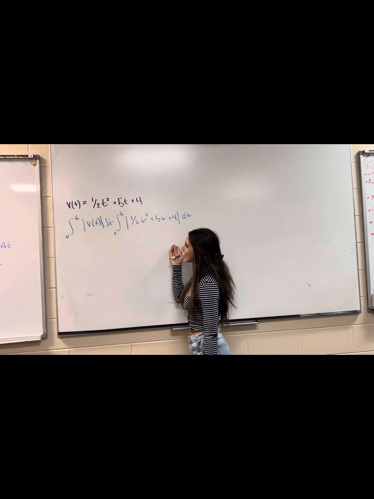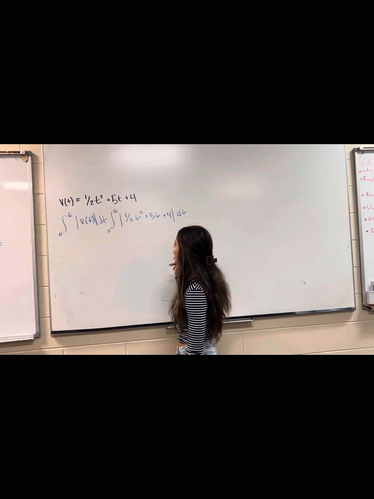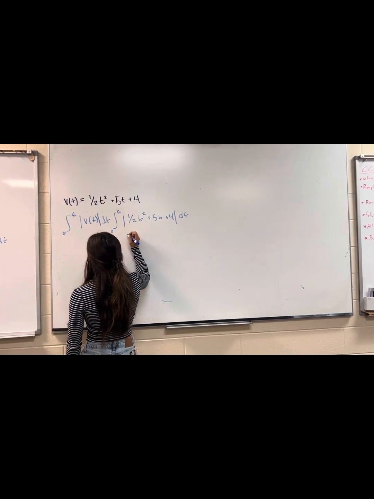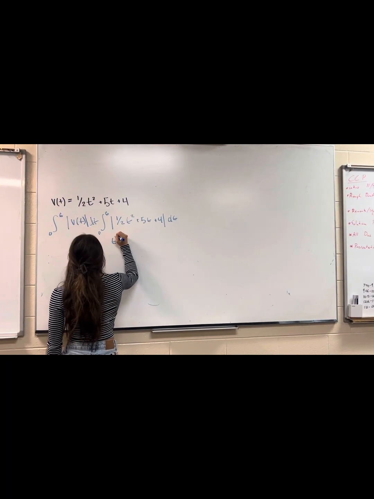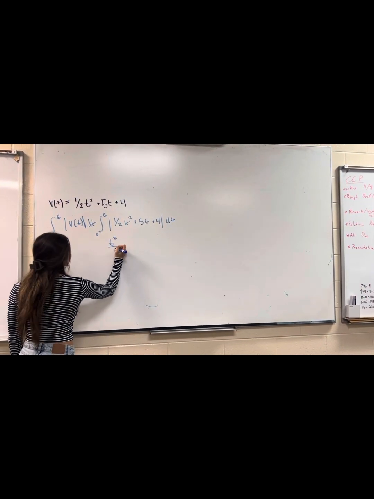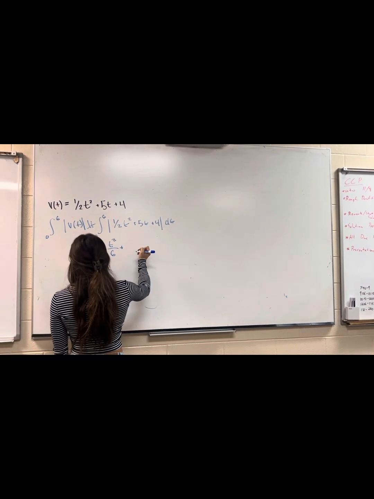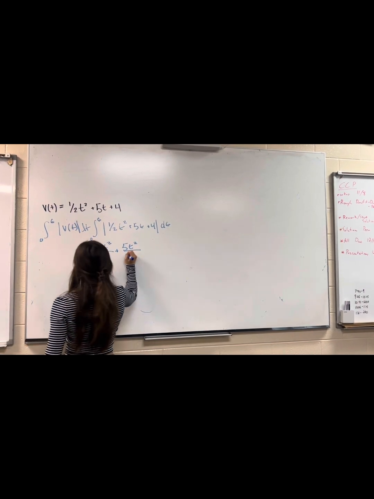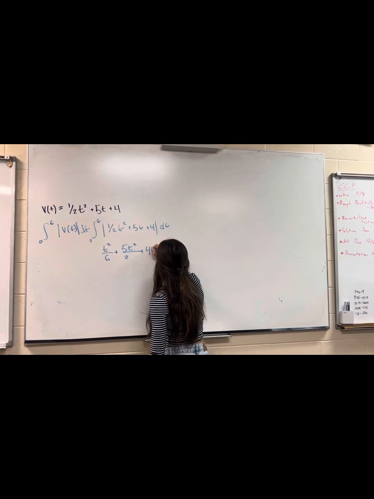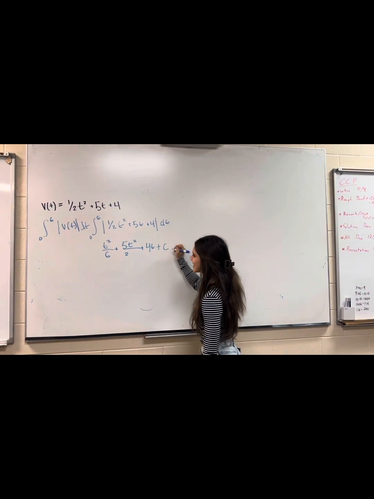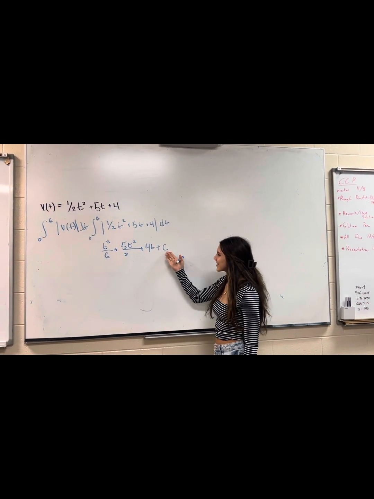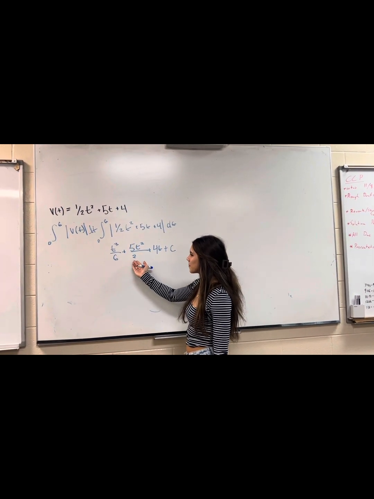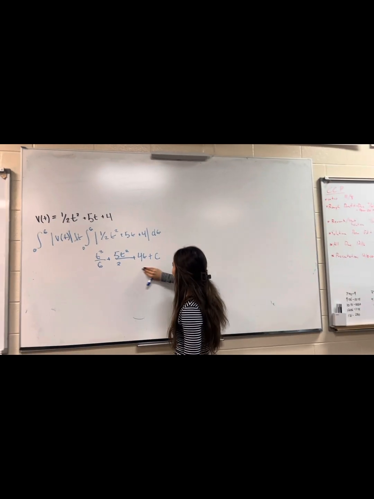Okay, and then we have to find the antiderivative. So when we find the antiderivative, we're going to get t cubed over 6 plus 5t squared over 2 plus 4t, and then can't forget the c. And then in order to solve for c, we need to plug in 0 to our equation.